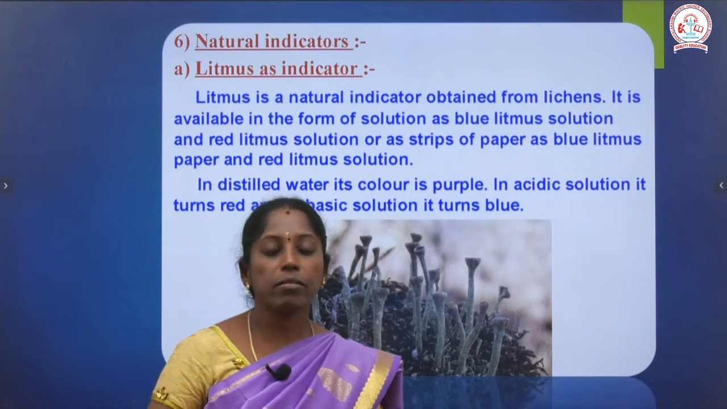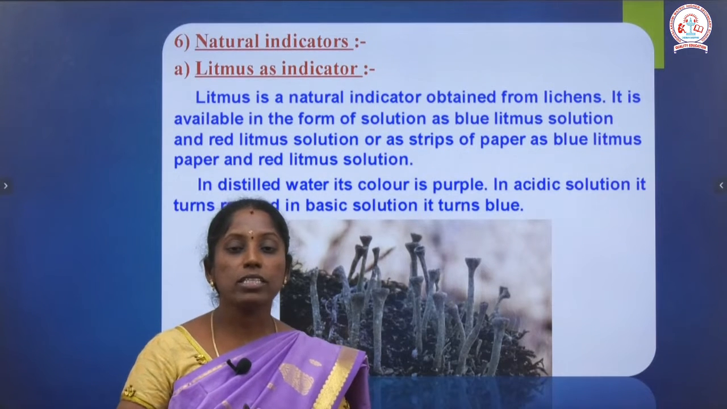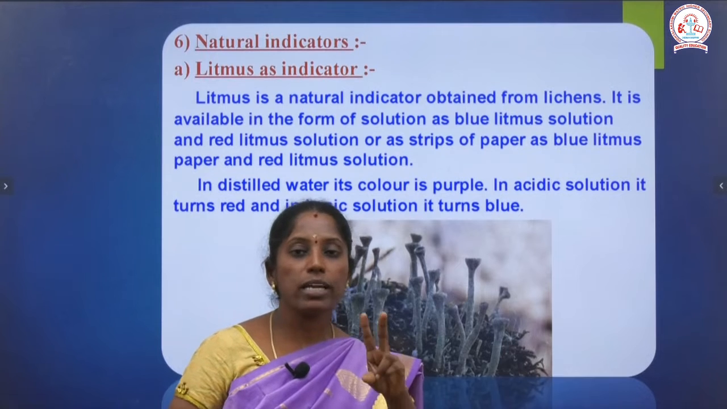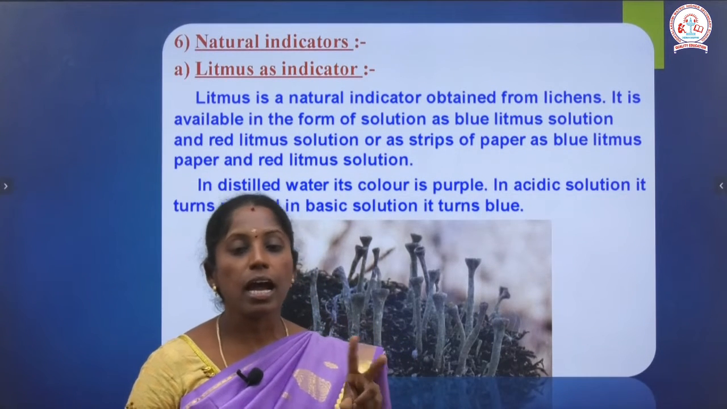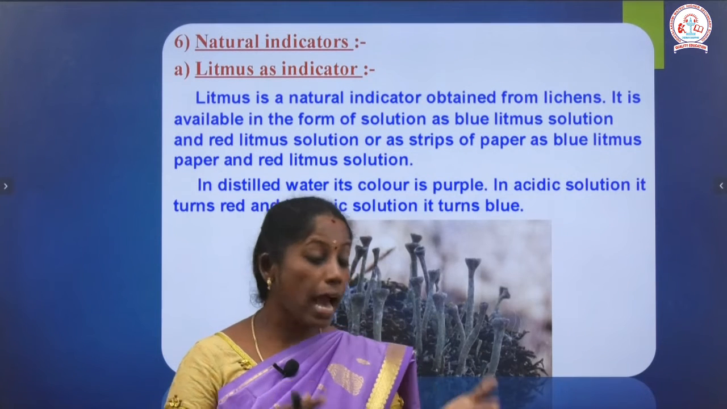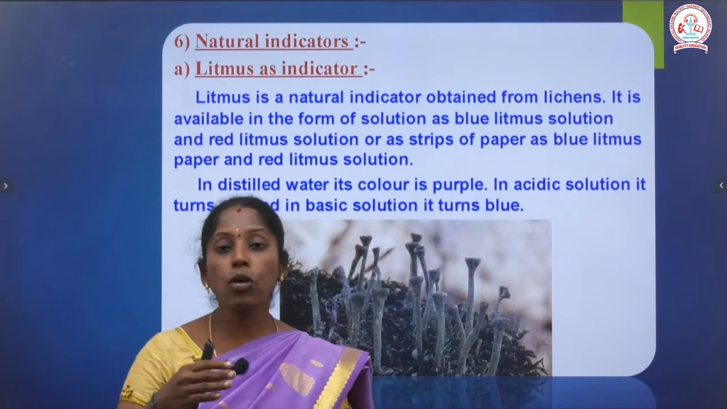In a lab, they make strips like colored paper. There are two kinds of strips: one is blue litmus, another one is red litmus. Then how are you able to identify this is acid, this is base, by using this litmus?